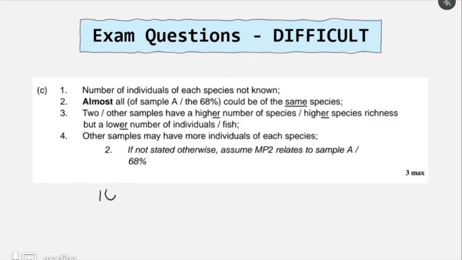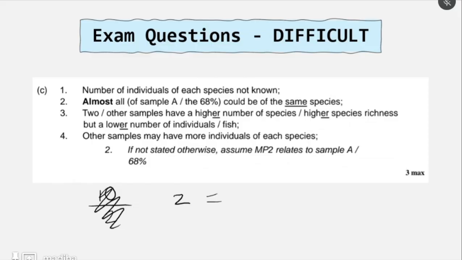So let's say you have 10 species, but you have two. No, that's not going to work. Let's say you have 2 species, but you have 10 total fish, okay? No, okay, ignore that. I think I've started to confuse myself.